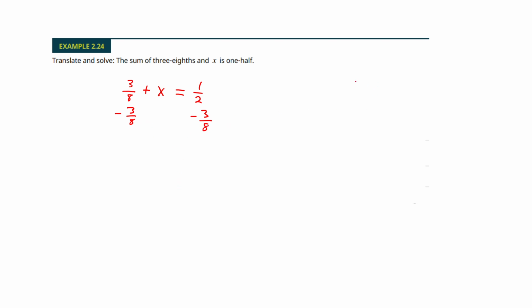Now, how do we do this? I have to get a common denominator, so I'm going to get them both over 8. But I can't just turn 2 into 8. I have to multiply it by 4. But if you do it on the bottom, you do it to the top.